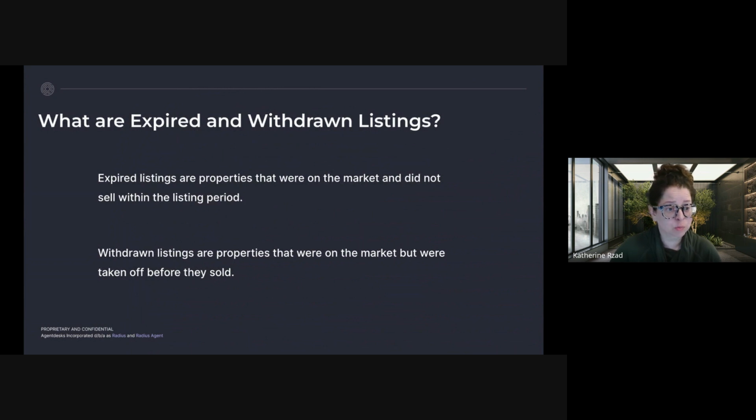So what are they? What are expired and withdrawn listings? For anyone who doesn't know, an expired listing is a property that was on the market but didn't sell within that listing period. So it expired in the MLS. A withdrawn listing is different. It's a property that was on the market, but it was taken off before it was sold and potentially before the listing would expire. So those are the two things we're going to be talking about today. It's a great lead source.